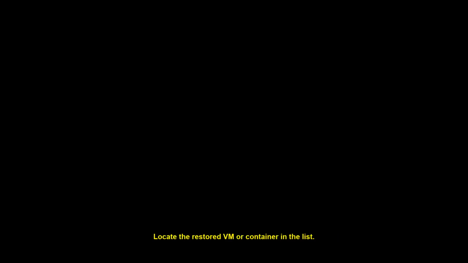Locate the restored VM or container in the list. Verify the configurations and network settings of the restored instance. Finally, power on the restored VM or container to ensure it operates correctly. With these steps complete, you've successfully restored your Proxmox backup to another node.